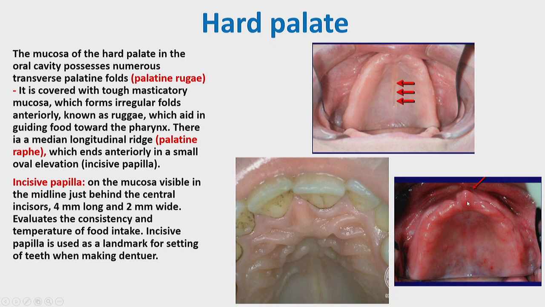Because it's located exactly in the midline, this is the landmark for setting of the teeth. So we know that this is the center, so we start to set the teeth: central incisor, lateral, canine, and so on to this area. This incisive papilla also, as we said, contains a lot of nerve endings.